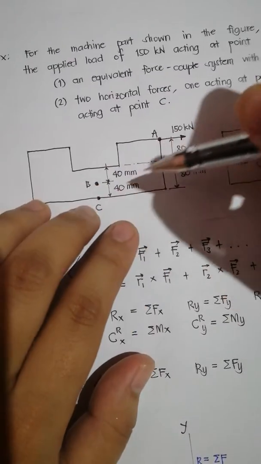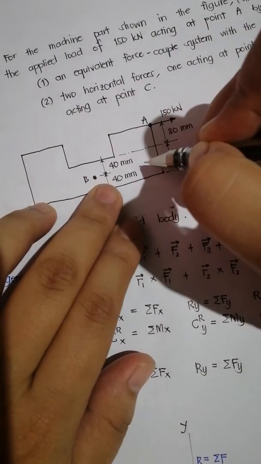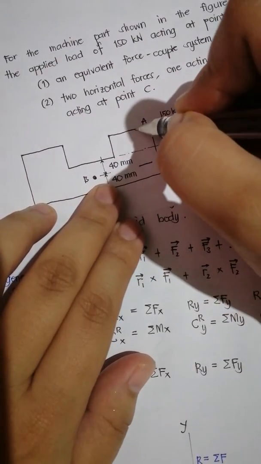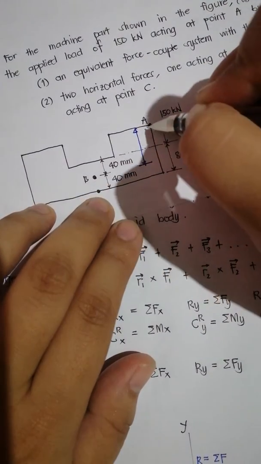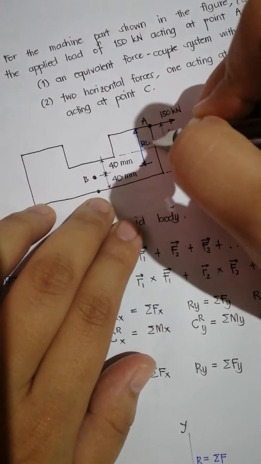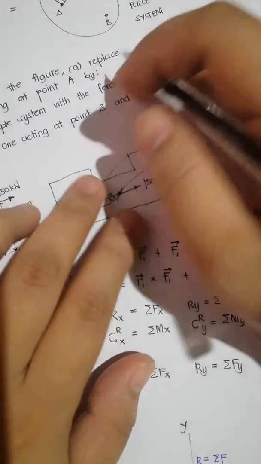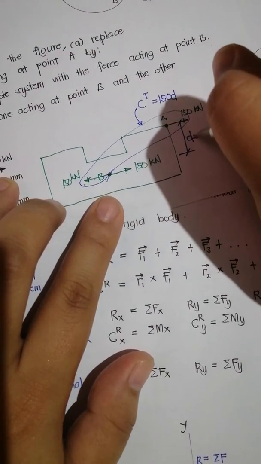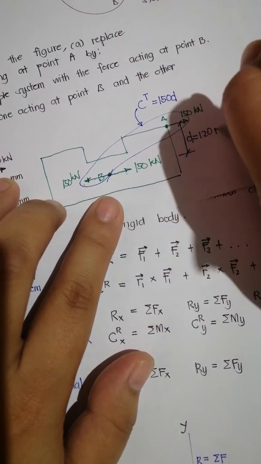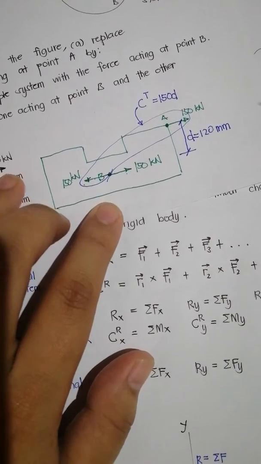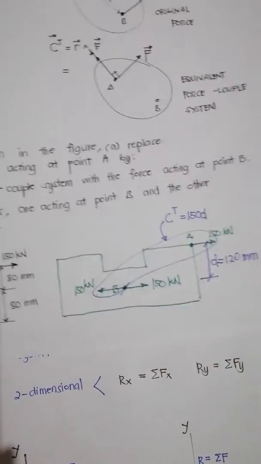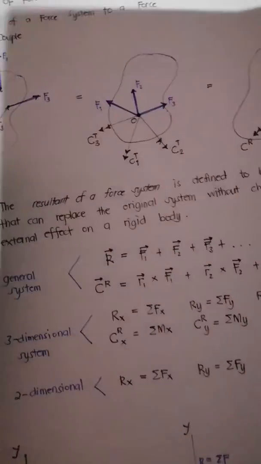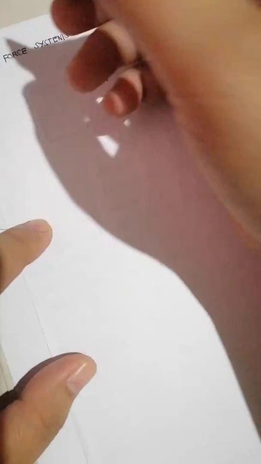Okay, so from the original drawing there, this is their perpendicular distance from point A to point B. That would be 80 plus 40, or that would be 120 mm. Therefore, this is 120 mm. All right, so therefore it's now equal to this one. Okay, we'll have to draw it on another side of the paper. So it would now look like this.